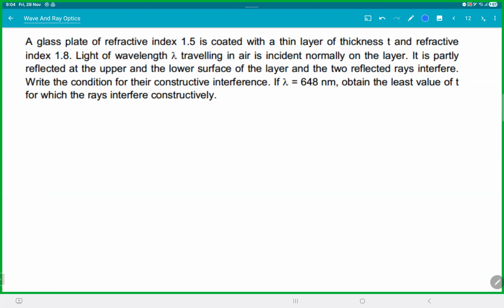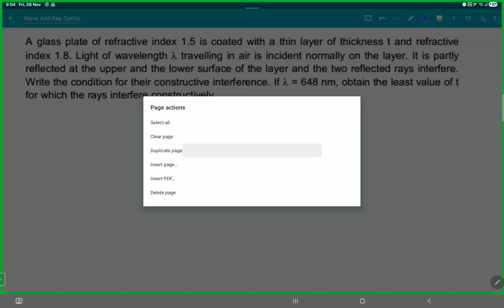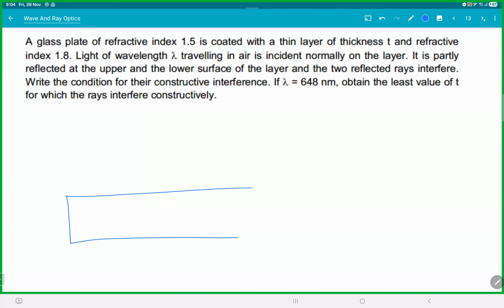This itself was a whole experiment, actually, if you remember the interference on thin film. In case you forgot, let me explain you the theory. So this was the glass slab.